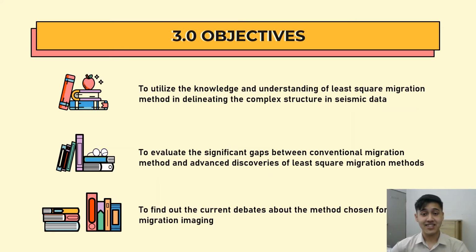Furthermore is the objective. Firstly, to utilize the knowledge and understanding of least square migration method in delineating the complex structure in seismic data. Next, to evaluate the significant gaps between conventional migration method and advanced discovery of least square migration methods. And thirdly, to find out the current debates about the methods chosen for migration imaging.